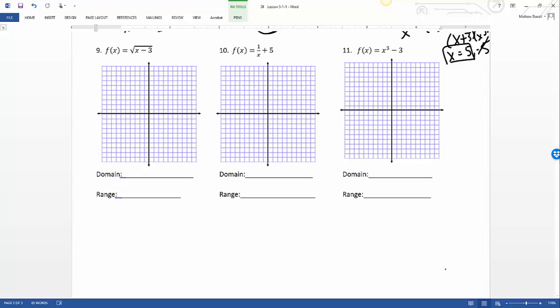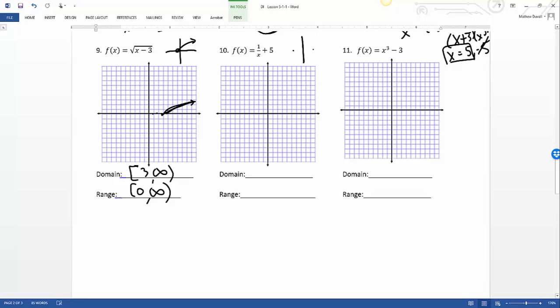So now for this one, my parent graph, remember, it looks like that. So the horizontal shift is 3. So your domain, it's not as curvy. It's hard to write on the screen. So my domain will be from positive 3 to infinity. My range is going to be from 0 to infinity.